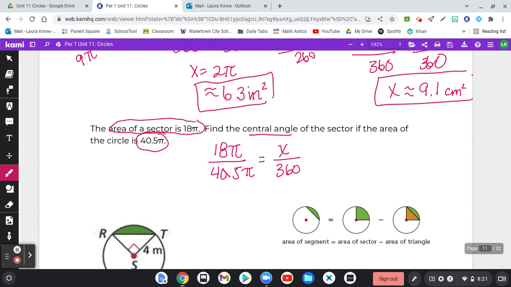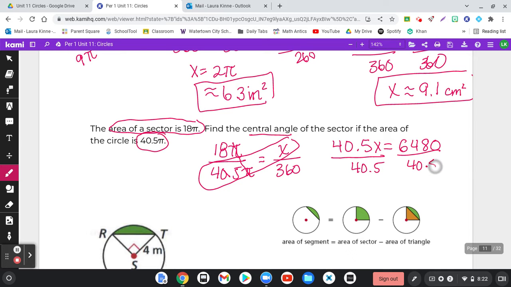Now it's nice when it's this way because the pi divided by pi cancels out. So now you're just going to do x times 40.5 equals 360 times 18. And then divide both sides by 40.5. So x equals 160, and since it's an angle, it's degrees.